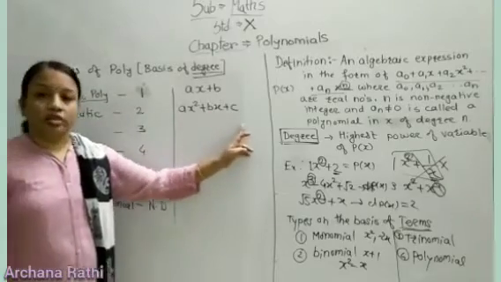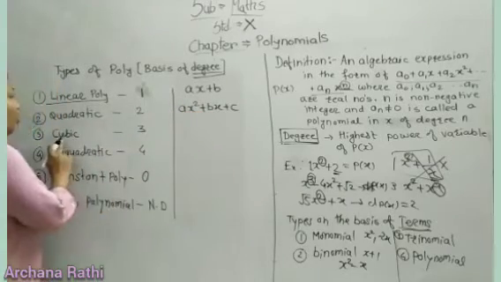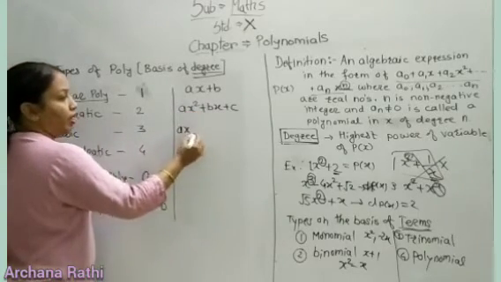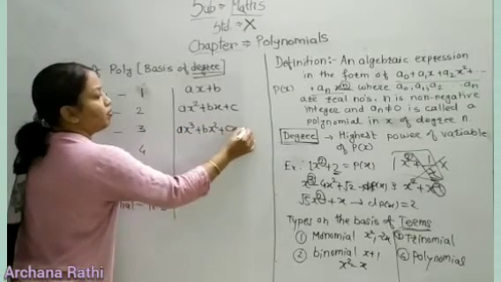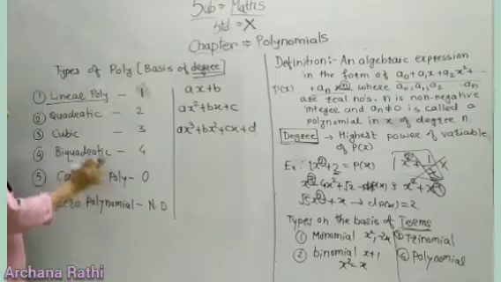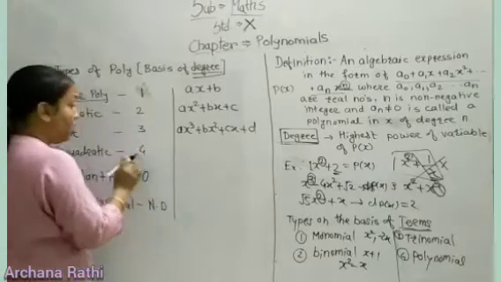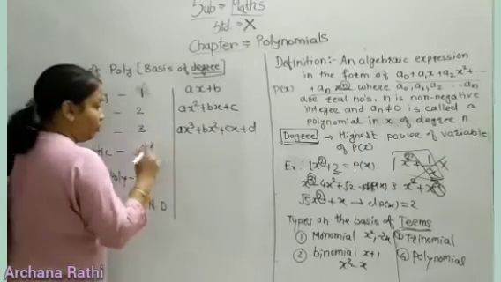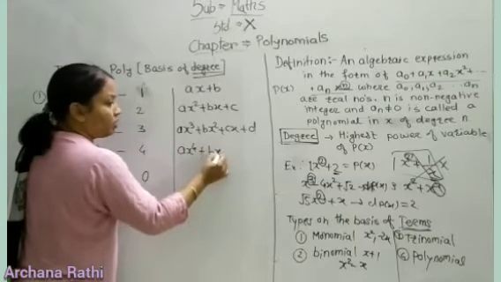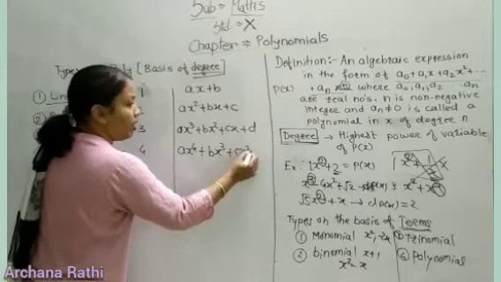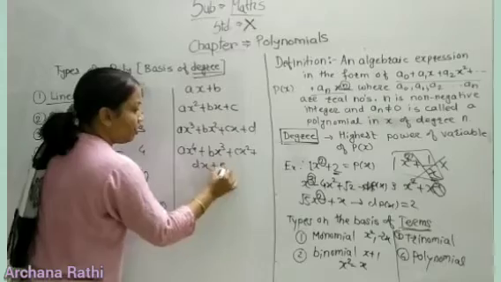These a, b, c are real numbers. This is only the general form. Now cubic polynomial, that is ax cube plus bx square plus cx plus d. This is the general form. If the degree is 3, it is called a cubic. If the degree is 4, it is called a biquadratic, that is, ax raised to power 4 plus bx cube plus cx square plus dx plus e.